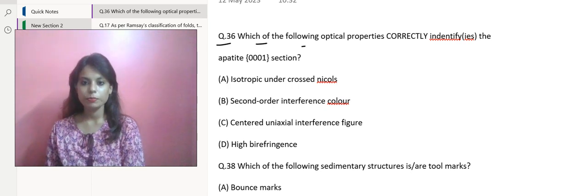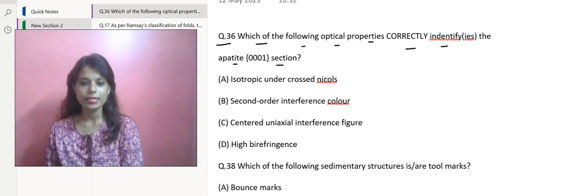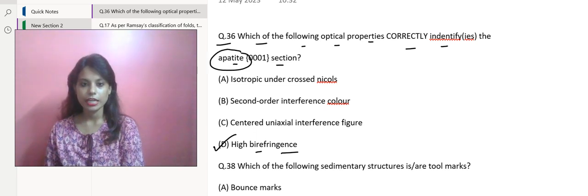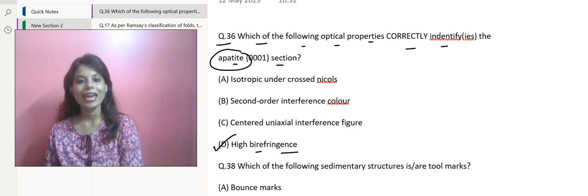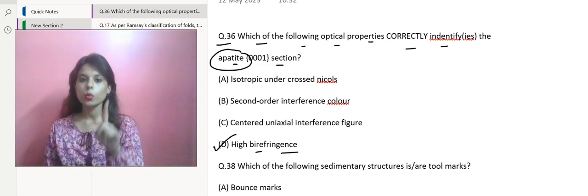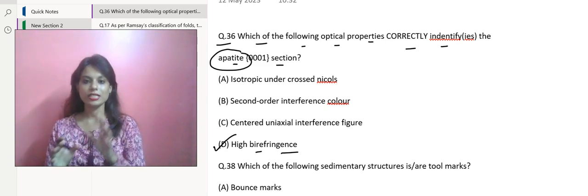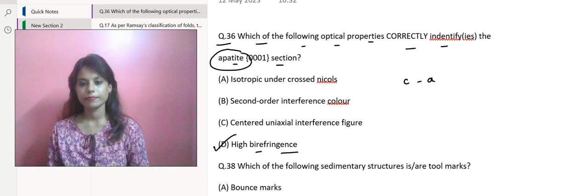Which of the following optical properties correctly identify or identifies the apatite 001 section? Your correct answer would be high birefringence. Okay. Now, apatite. Let's talk about what is apatite. Apatite is a hexagonal mineral with a crystal structure that has one unique axis of symmetry, and this axis of symmetry is called the C axis.